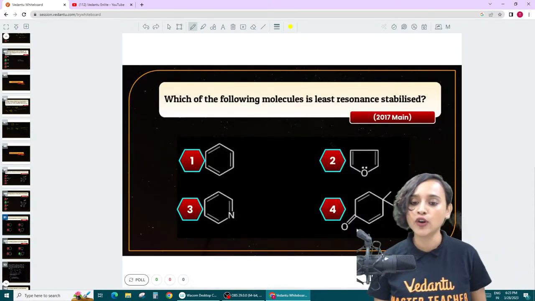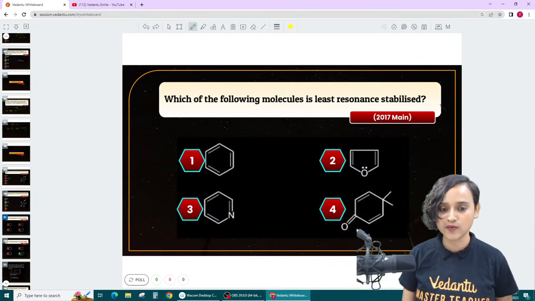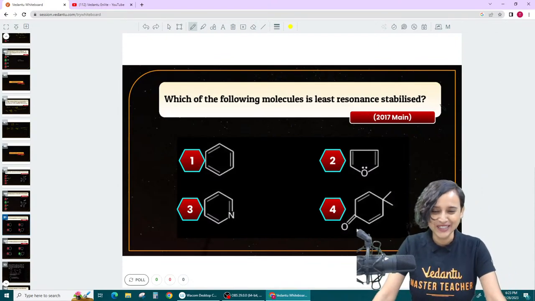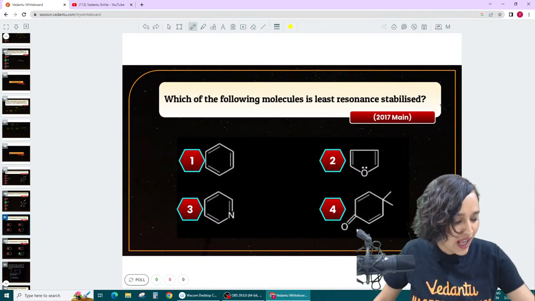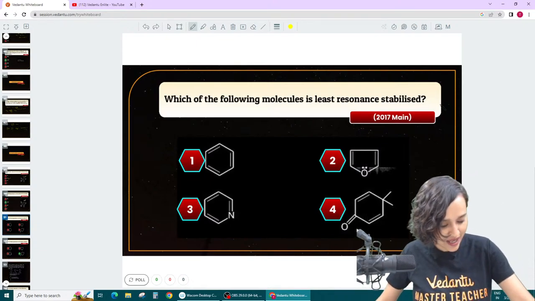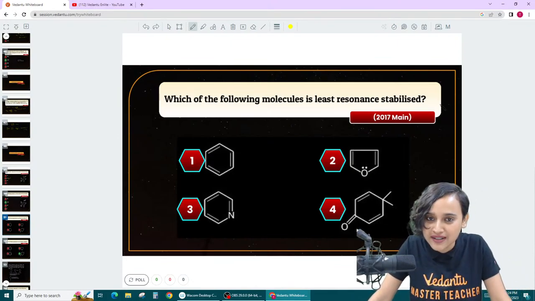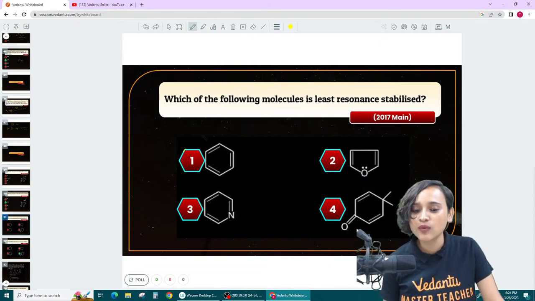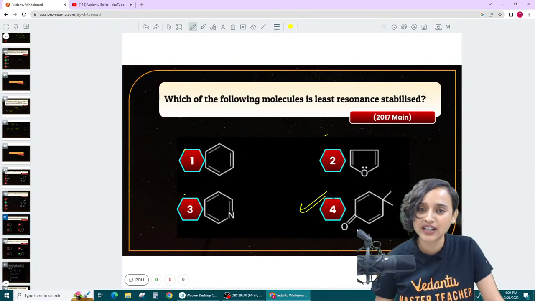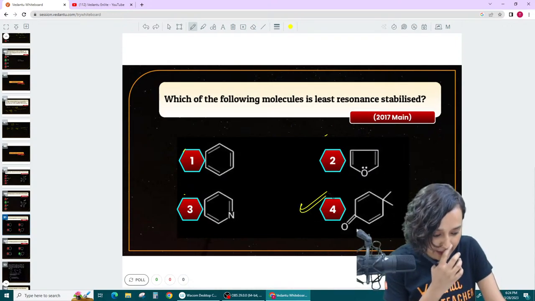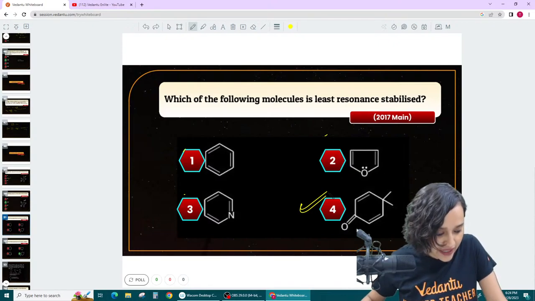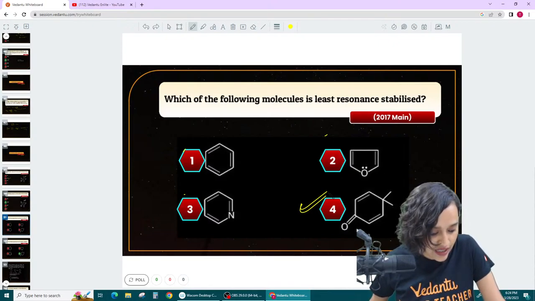Next question. Which of the following molecules is least resonance stabilized? What do we know about resonance? We know that aromatic compounds are resonance stabilized. They either follow Huckel's rule or what? That 4n plus 2 rule, right? Now, we can see that in this one, all of them are aromatic. This is not. So option 4 is definitely the correct answer. Am I right? Once again, easy peasy.